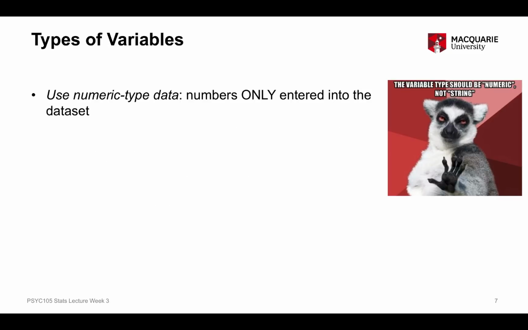So the take-home message from this is to use numeric type data only when you're entering data into a spreadsheet. All of your descriptor type variables, all of your qualitative variables as opposed to quantitative variables, will be coded, and the numbers that represent each of the categories will be entered into the spreadsheet itself.